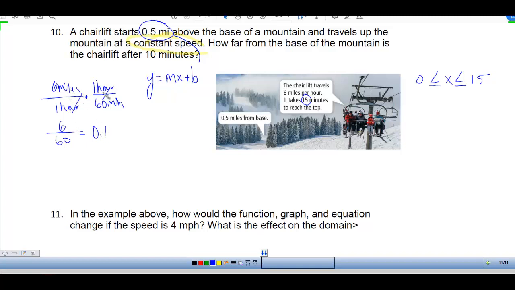Okay, your hours would cancel out, and you have miles per minute. So that's the rate at which I'm traveling, 1/10 of 1 mile per minute. So then we just go ahead and plug it into our formula here.